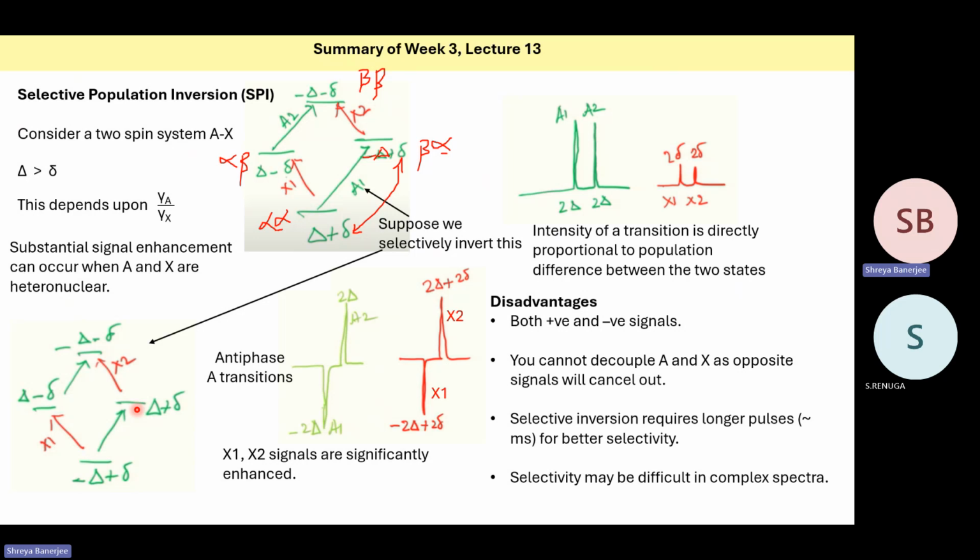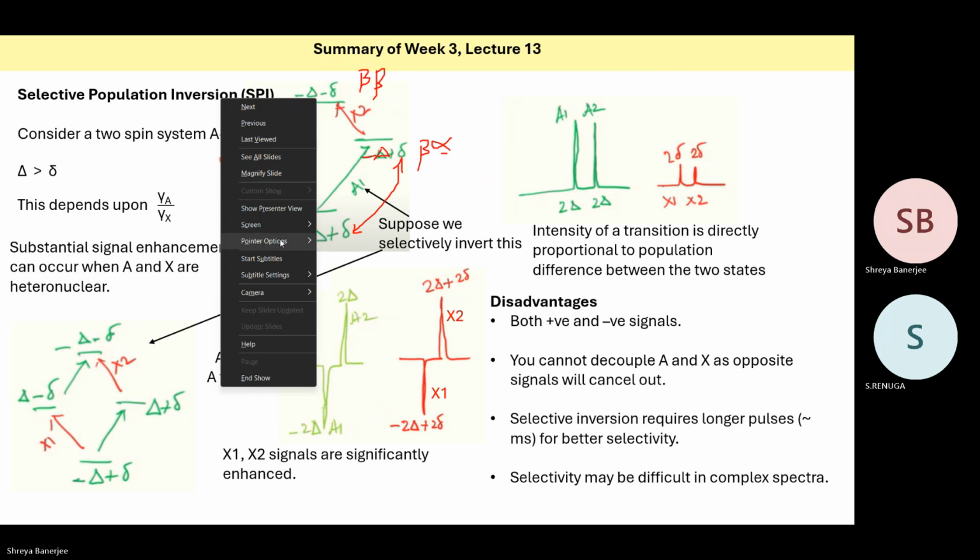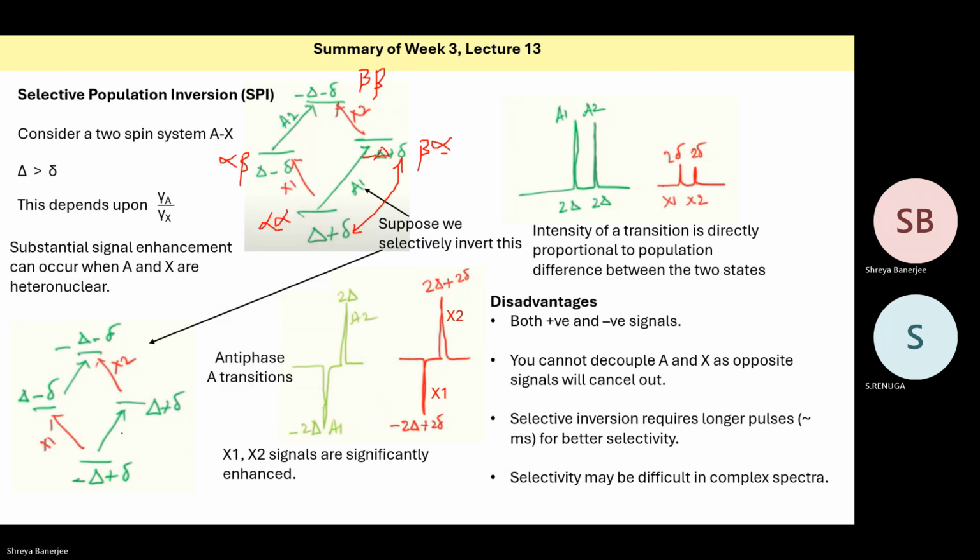Now what will happen if you again imagine this intensity? So this is your A1 transition. Now the population difference is -2 delta. So your intensity remains same, but it comes in the negative direction. And in A2, it remains same. So it was 2 delta here, it remains 2 delta.